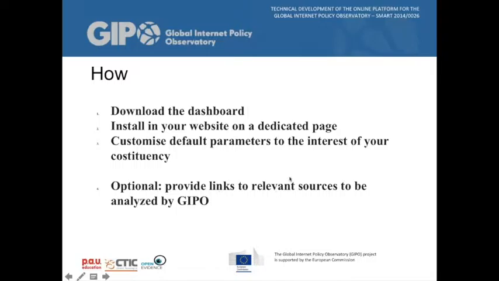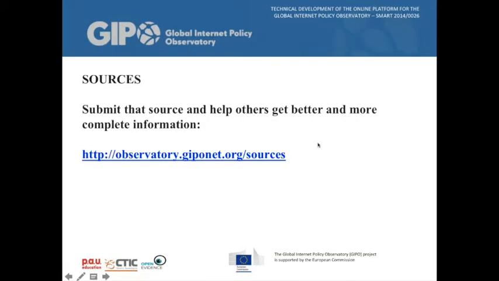Optionally, you can provide links to relevant sources to be analyzed by JIPO. This is something that we are actually asking about, because sometimes the JIPO Observatory Tool is an automated tool. It relies on gathering the sources available through internet on different platforms. So first of all, we need to make sure that we have sufficient amount of sources gathered from which we can source the data that are later available for the search by the users.